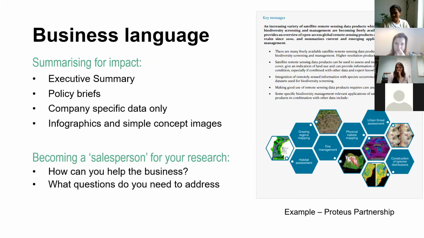So here we've got an example from Proteus, which is a partnership in WCMC. And you can see this key message box that they've come up with. And because of the short bullet points, the summary paragraph, and the image that they've put on this slide, it's a very quick way of getting research impacts. I think this one was on satellite data and the use of remote sensing. You can just start to communicate your key messages very quickly.